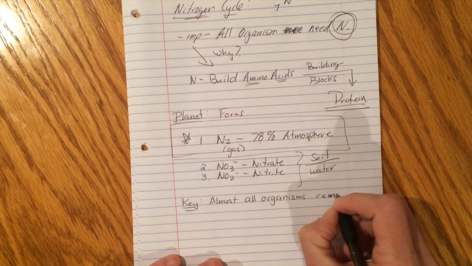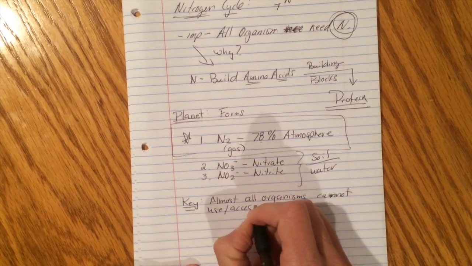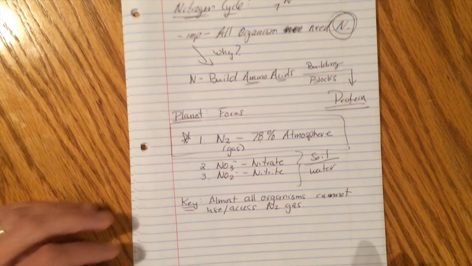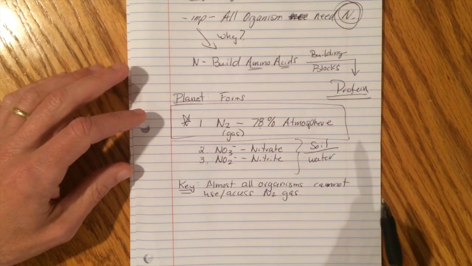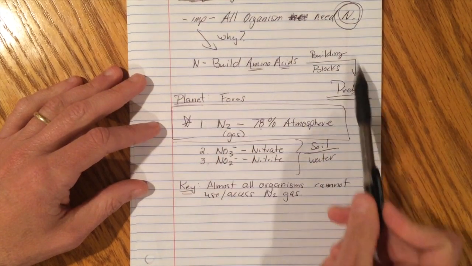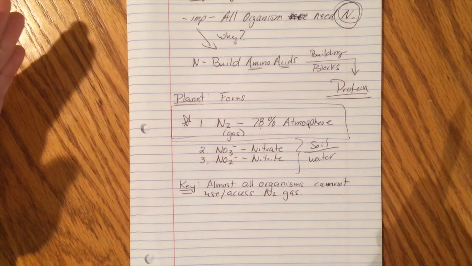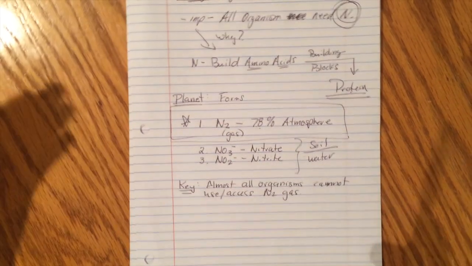cannot use or access nitrogen gas. Oh, so what you're saying there is we got ourselves a living problem. Everything on the planet needs nitrogen to build amino acids so they can build proteins to maintain their cells and their existence, but we don't have access to the form of nitrogen that's most common.